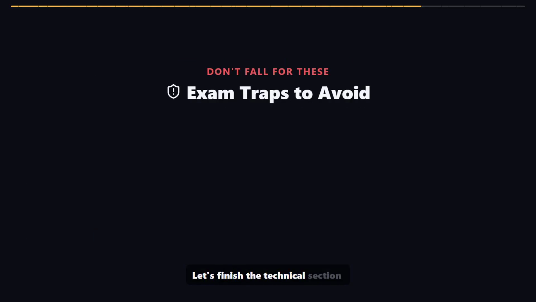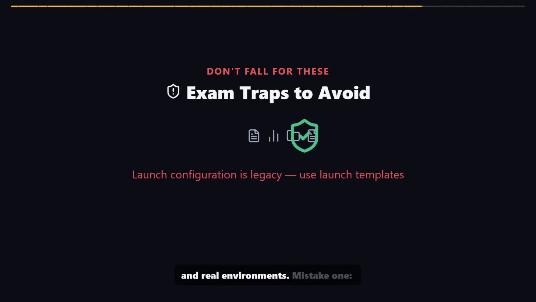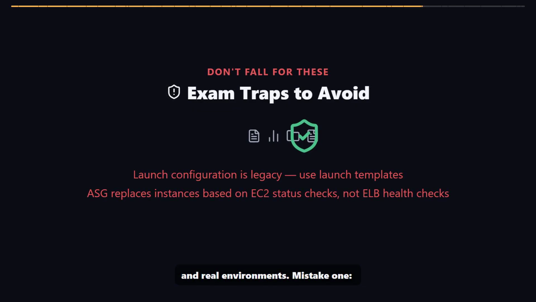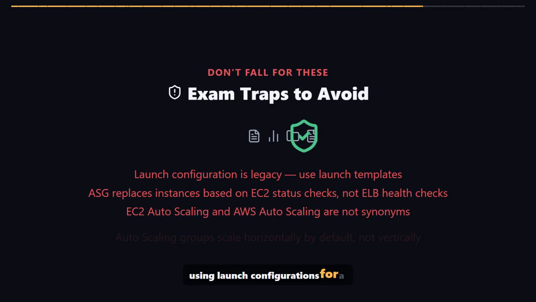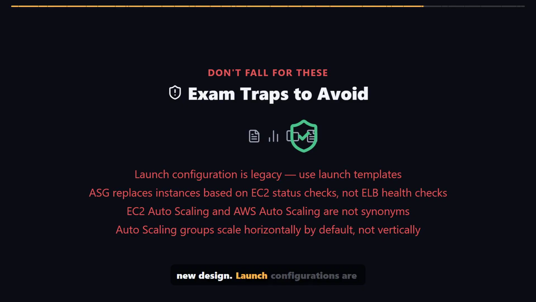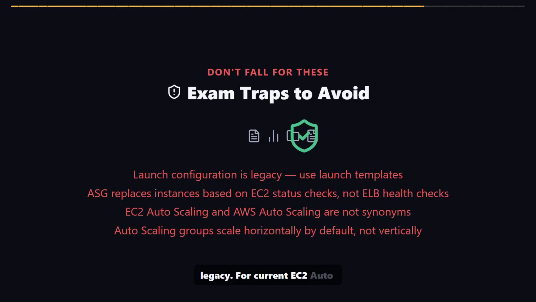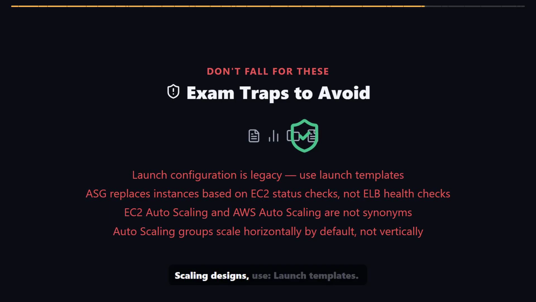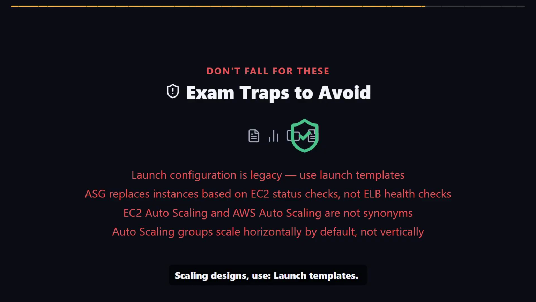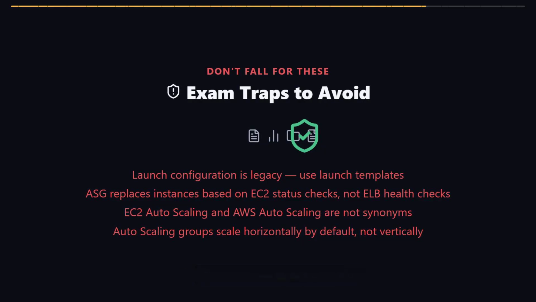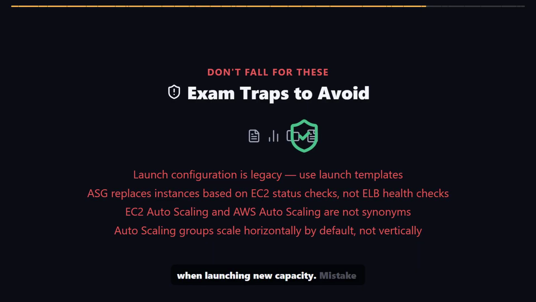Let's finish the technical section with 5 mistakes that cause confusion in both certification questions and real environments. Mistake 1. Using launch configurations for a new design. Launch configurations are legacy. For current EC2 Auto Scaling designs, use launch templates. They provide the instance recipe the Auto Scaling group uses when launching new capacity.